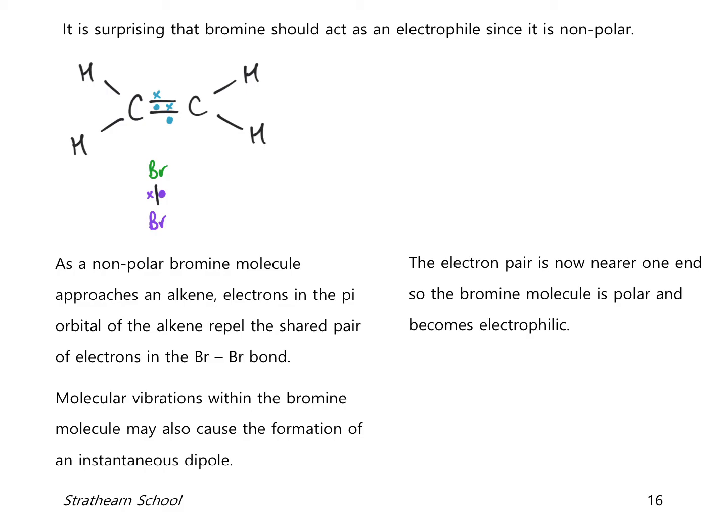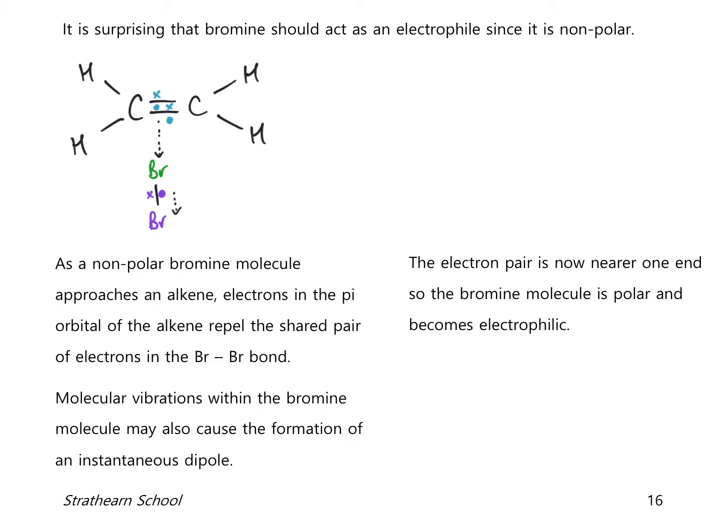Remember that electrons are all negatively charged, and so they repel each other. And so therefore, as the bromine approaches, these electrons start to repel those electrons in the bromine-bromine bond. And so they start to move closer to the kind of furthest away bromine atom.